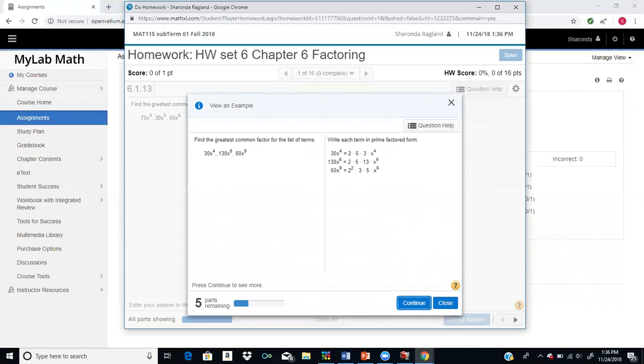Okay, and so if we look at 30x to the fourth, 130x to the sixth, and 60x to the ninth, you might be able to look at it and see what is the greatest number that will divide into 30, 130, and 60. Right away, when you're dealing with the greatest common factor, it's not going to be lower than the lowest number, 30. You could start off with 30 going into all of them. However, what they did was break it down to the prime factorization.